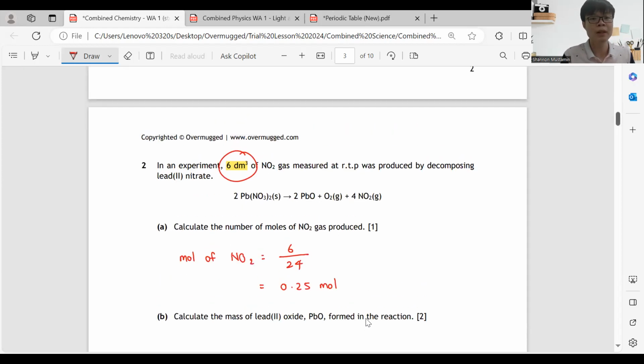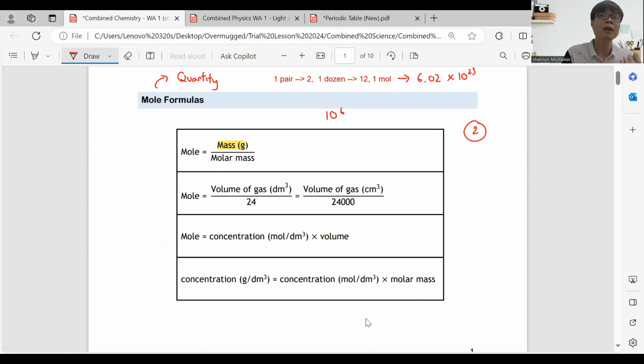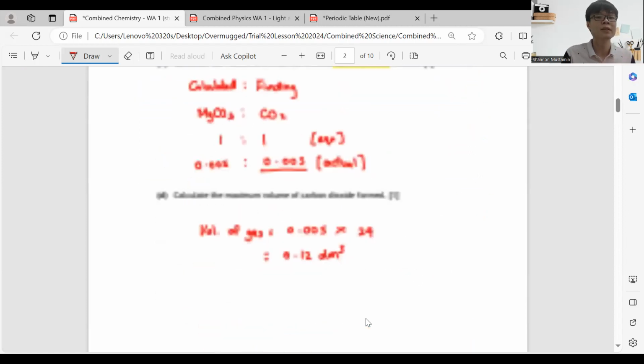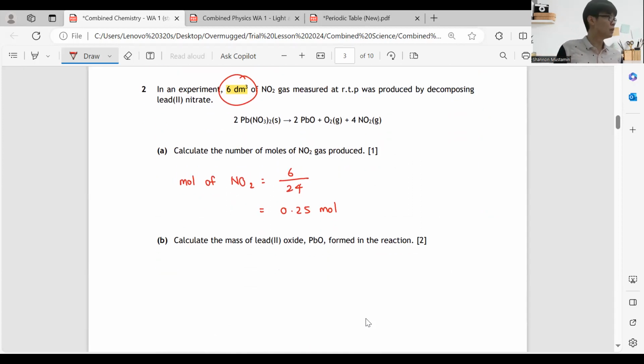Okay. Calculate mole, right? So which formula allows me to calculate mole and have volume of gas? Based on the starting information, which formula can you use to calculate mole? That's always your starting point. You are converting between units. Three is a unit conversion. Convert mass to mole, then mole to volume of gas.